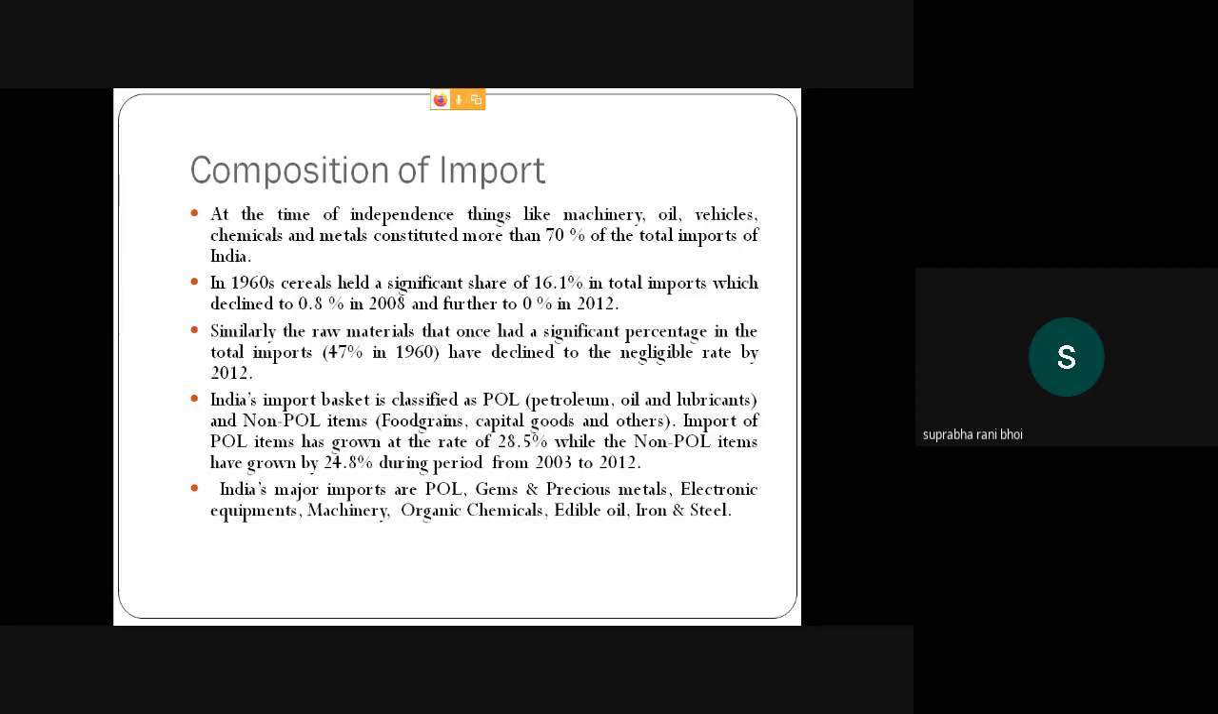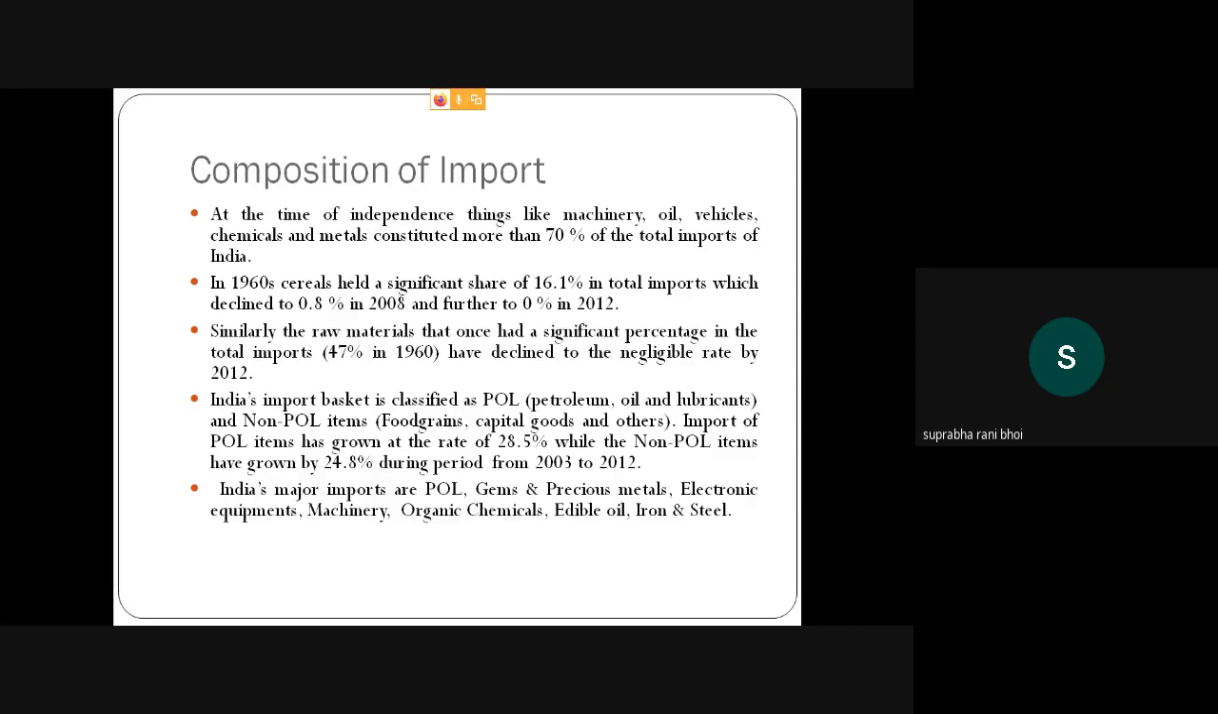Gradually, our import of POL items has grown. We are importing more and more petroleum and lubricants, because our internal resources to produce petroleum are very few. And again, there are certain administrative issues, provision of licenses and refineries, all such things. So our import of petroleum items has increased gradually. That's why we are paying high prices for our petrol and diesel. Second, the non-POL items have also grown. We are importing some amounts of raw material till date, but their growth rate has reduced.